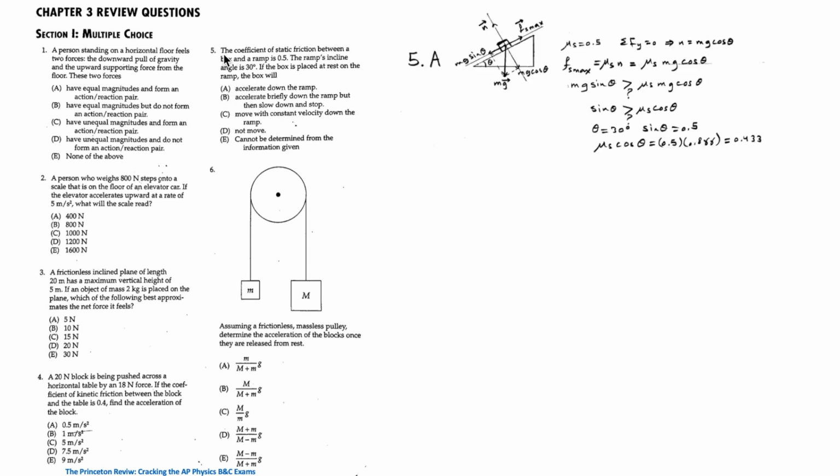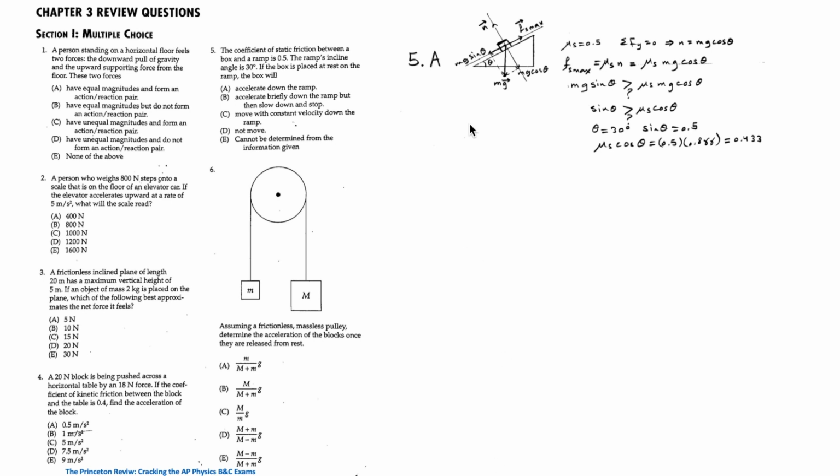So for question 5, the coefficient of static friction between a box and a ramp is 0.5. The ramp's inclined angle is 30 degrees. So if the box is placed at rest on the ramp, the box will either accelerate down the ramp, or accelerate briefly down the ramp but then slow down and stop, or move with constant velocity down the ramp, or not move, or cannot be determined from the information given. So the net force along the y-axis here is 0, so the normal force is equal to mg cosine theta.